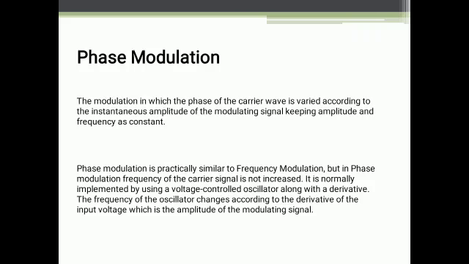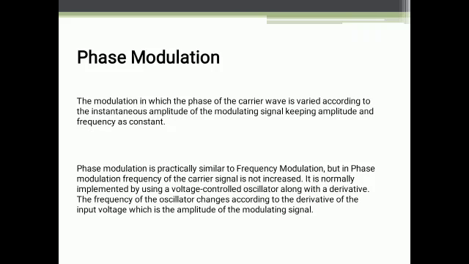The next one is phase modulation. The modulation in which the phase of the carrier wave is varied according to the instantaneous amplitude of the modulating signal, keeping the amplitude and frequency constant, is called phase modulation. In this modulation, the phase of the carrier signal is modified in order to reflect the change in the voltage of the analog signal.